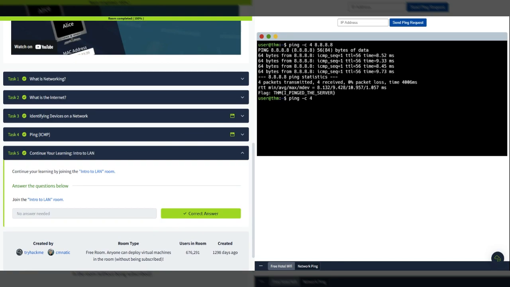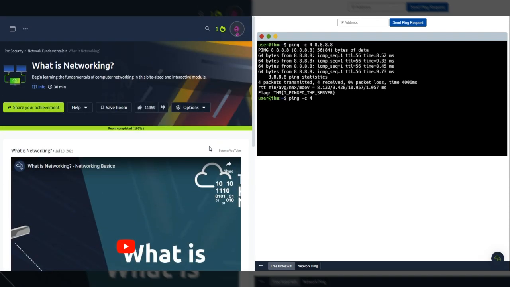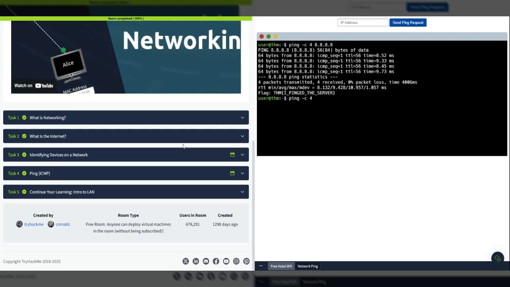I don't think really any improvements need to be made except for maybe just some more explanation on how to access the VPN and get the machines running. I had a little trouble with that at the very start. But other than that, I would give this room a 10 out of 10.